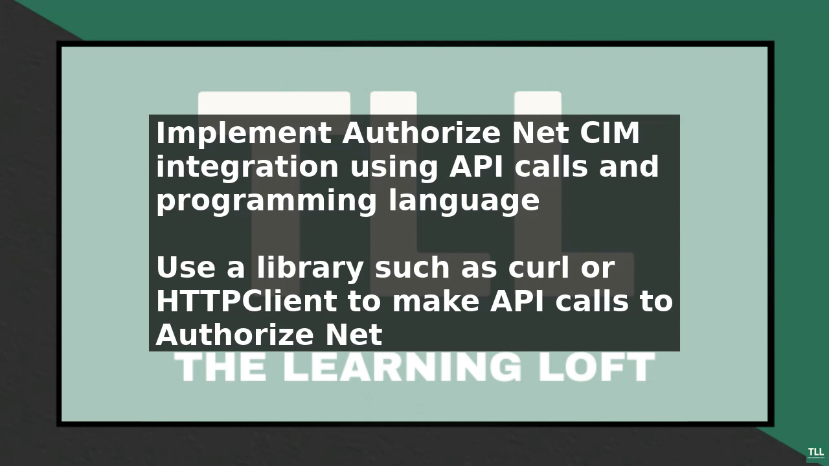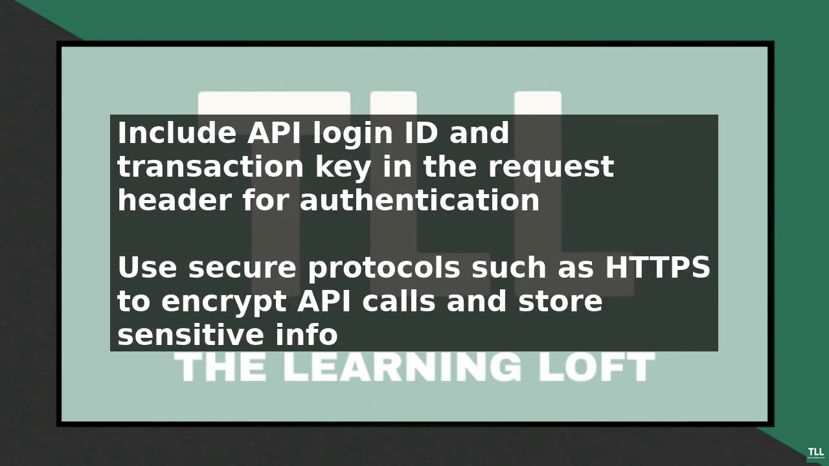When making an API call, you will need to include your API login ID and transaction key in the request header, along with other parameters such as the customer's payment information and the amount of the payment. The Authorize.Net system will then process the payment and return a response, which will indicate whether the payment was successful or not.